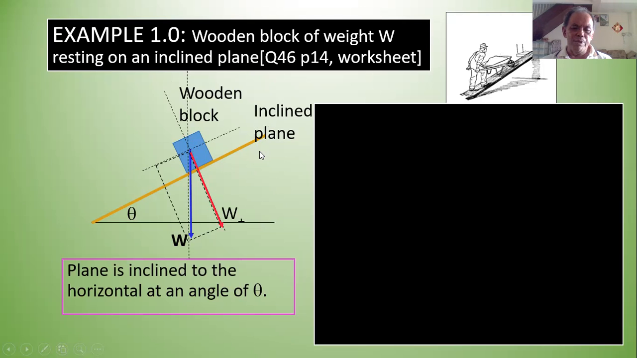So that will be W, the component perpendicular to the plane. We put a perpendicular, which helps us, and this is theta. That's your parallel, the component parallel to the plane.